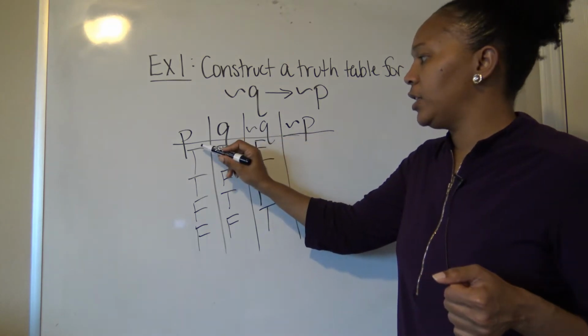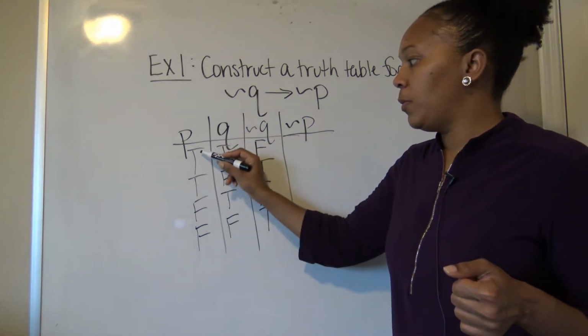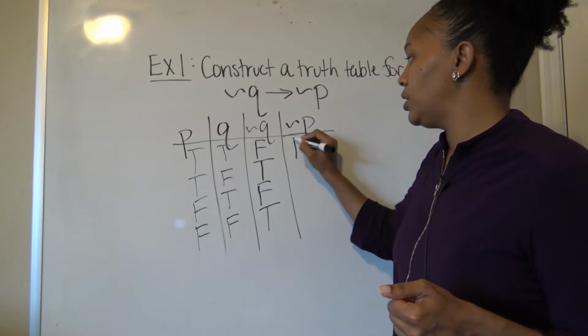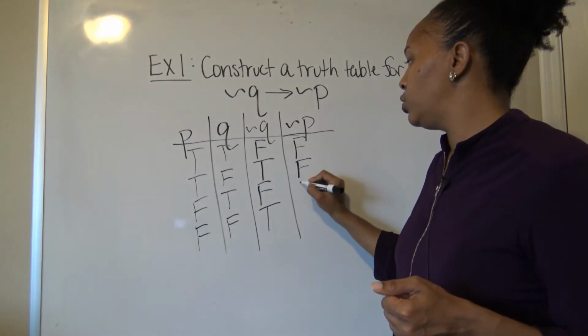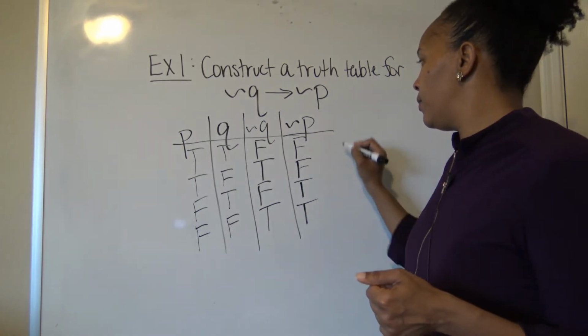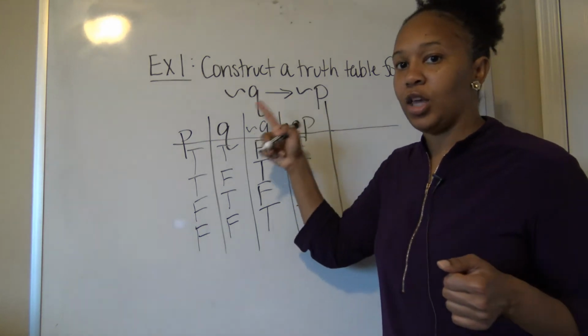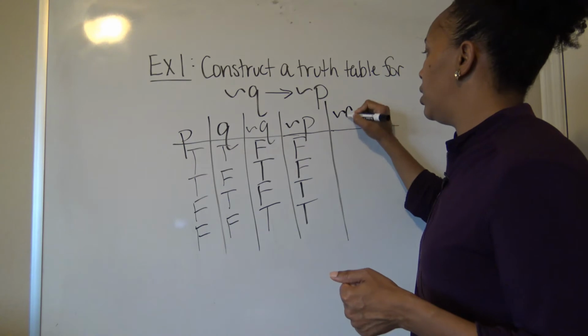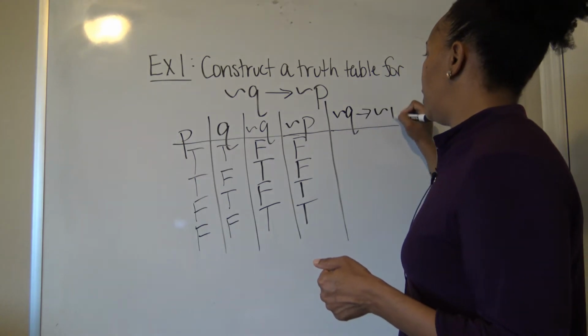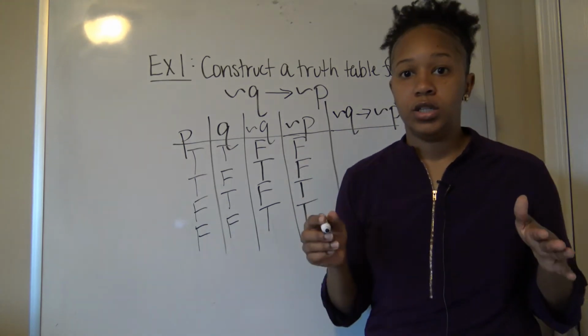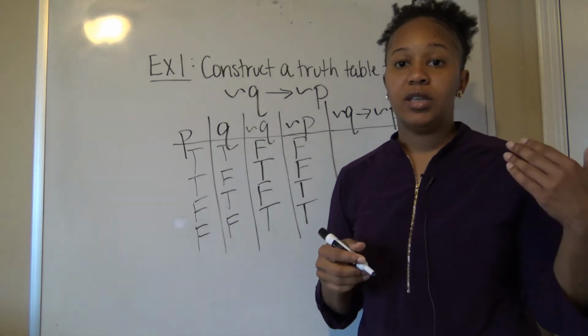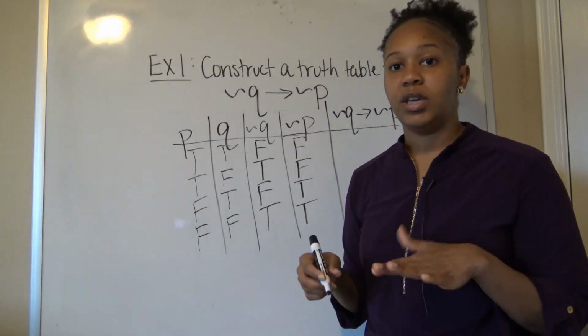Not P, the negation of P, is the opposite of P. So P is true, true, false, false, and the negation of it would be false, false, true, true. All right, so then my next column would be the not Q implies not P, or the if-then. Remember, the conditional is always true except in the case where the first statement is true and the second statement is false.